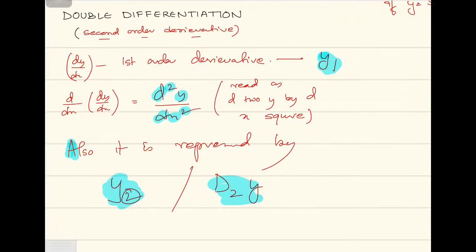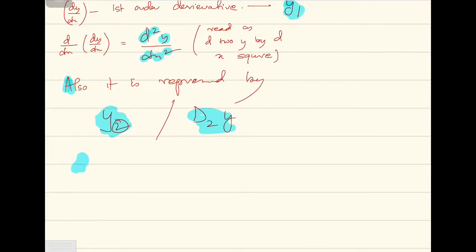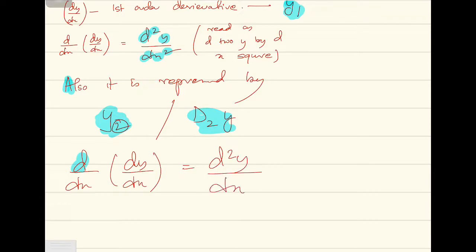Okay, so we have double differentiation where we differentiate the first order derivative and obtain the second order derivative. Correct? Again, I repeat, what is d/dx of dy by dx, everyone? And it is d2y by dx square.